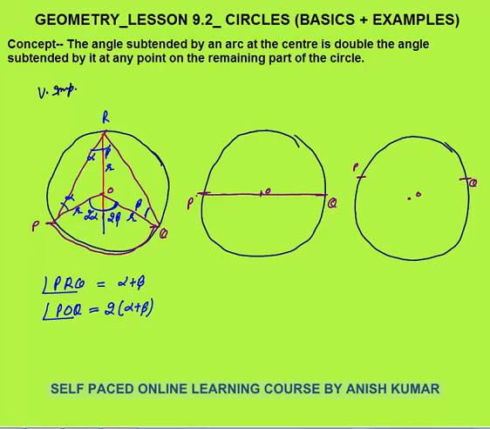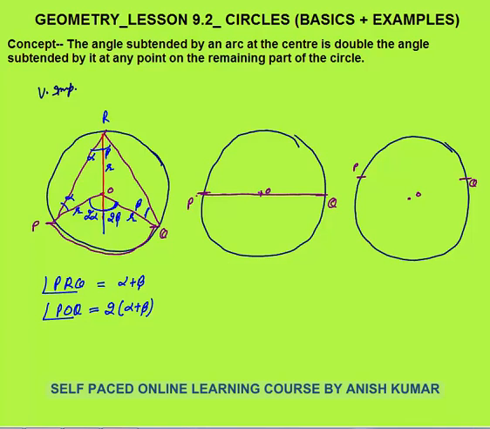So this is a very important property, because most of the questions on triangles and most of the questions on circles in aptitude exams are based on this property: the angle subtended by an arc at the center is double the angle subtended by it at any point on the remaining part of the circle.